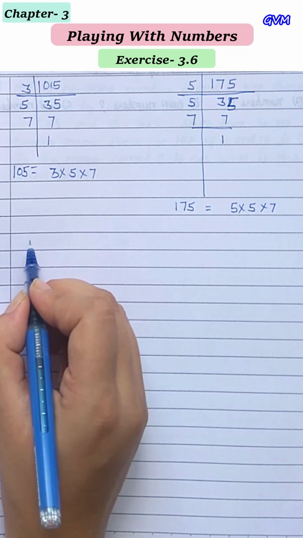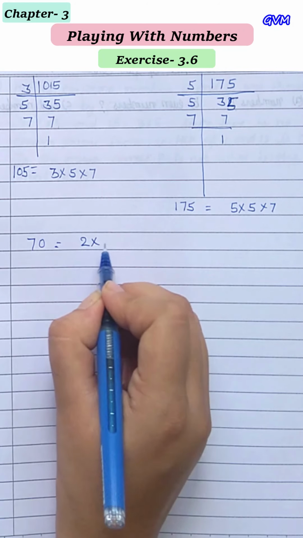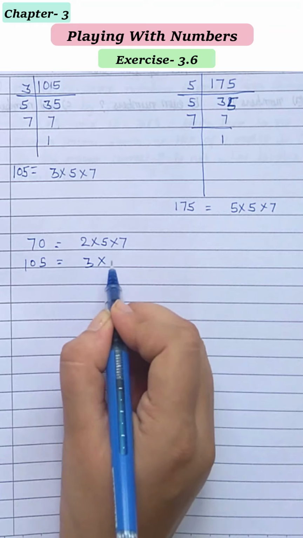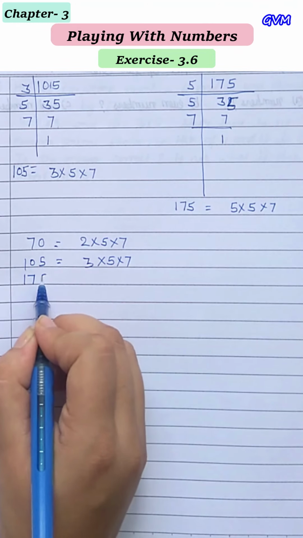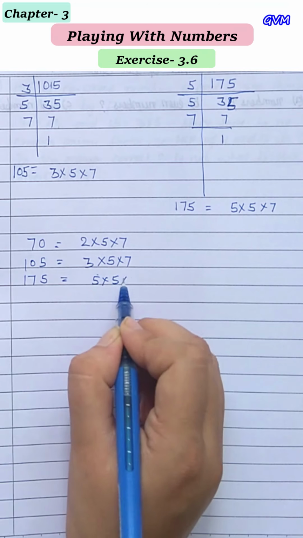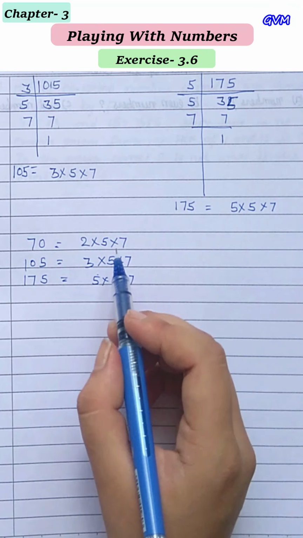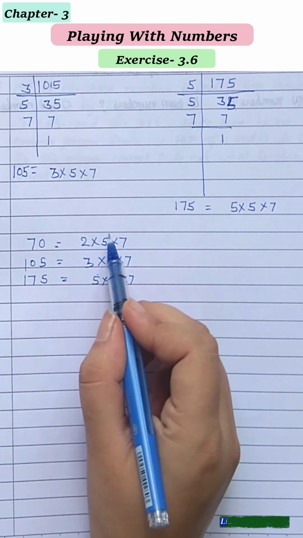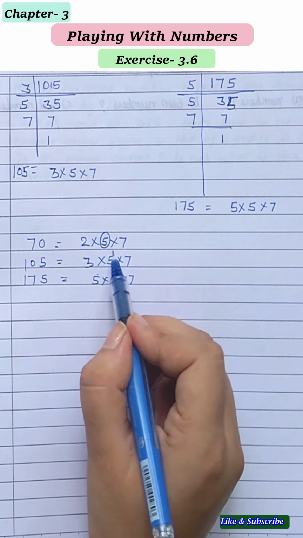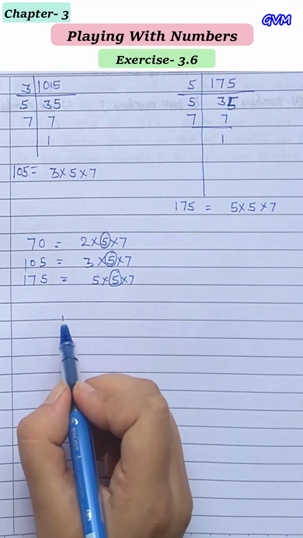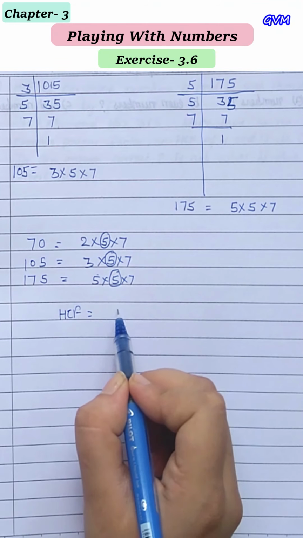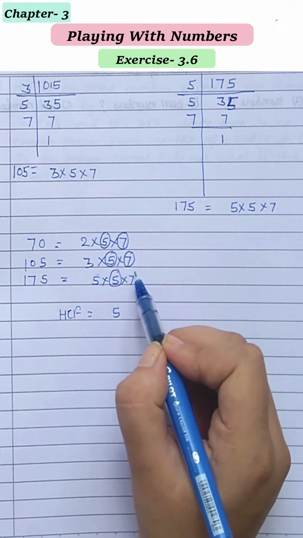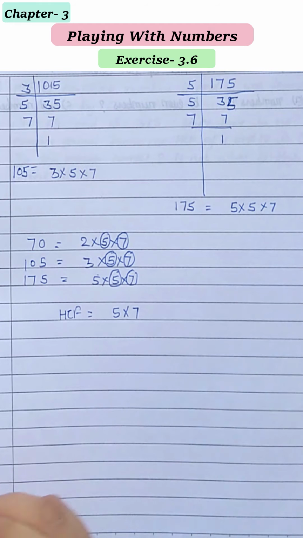That means we have 70 as 2 into 5 into 7, 105 as 3 into 5 into 7, and 175 as 5 into 5 into 7. Now check the common factors. We don't have 2 in 105 and 175, so start with 5. We have 5 here and 5 here, so write HCF as 5. Now check for 7. We have 7 here, 7 here and 7 here, so multiply with 7.